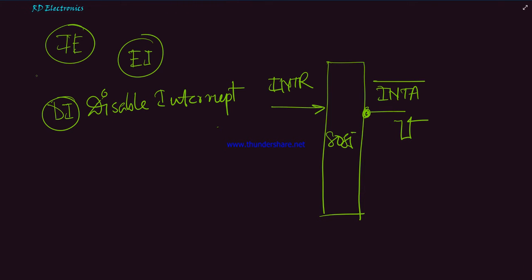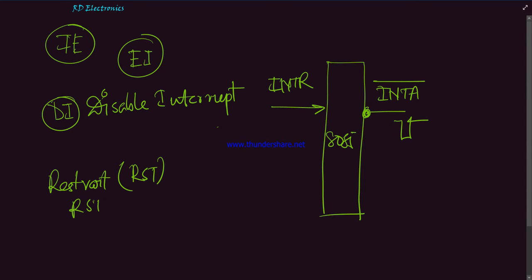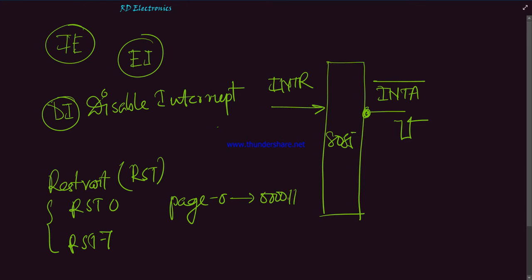The 8085 instruction set includes 8 restart instructions, also known as RST instructions, from RST 0 to RST 7. These are 1 byte call instructions that transfer the program execution to a specific location on page 00. Page 00 means starting from memory location 0000 hexadecimal.